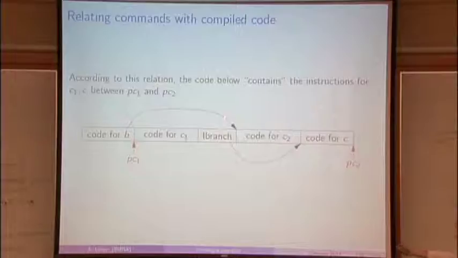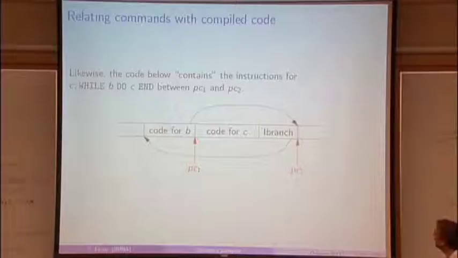So for instance, according to this relation, which is defined in the Coq development, compile.v, if you start here at PC1 and end there at PC2, you can spell out the code for C1 followed by C, because indeed here you can spell out the code for C1, and then you can branch to the code for C. Okay, so that's a more tolerant view of the compiled code than really demanding that it contains exactly the code that the compiler would generate.